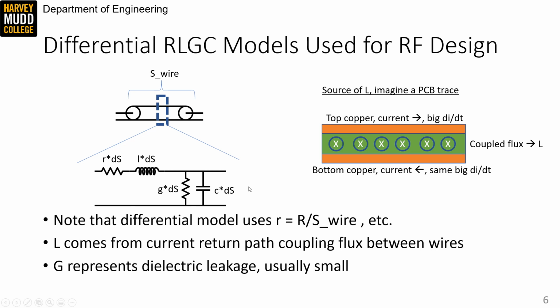The conductance is easier to explain. The materials that you use to make dielectrics between the center pins and ground shields of transmission lines aren't always perfect. Sometimes they leak a little bit of current. It's usually pretty small.